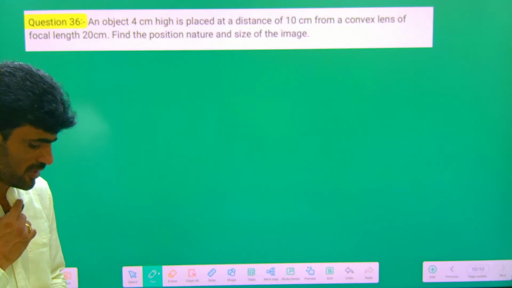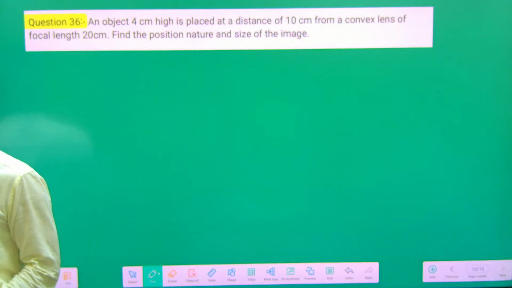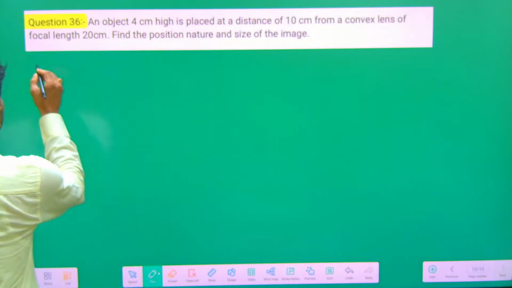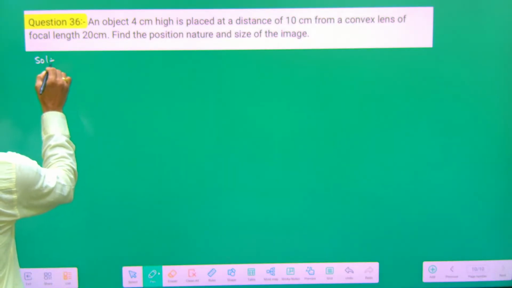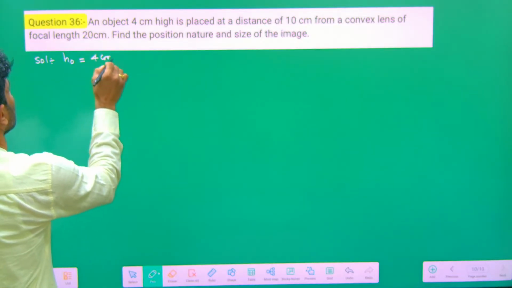Can you hear my voice clearly? 4 centimeters is the height of the object. The object height h o should always be taken positive, so it is plus 4 centimeters.